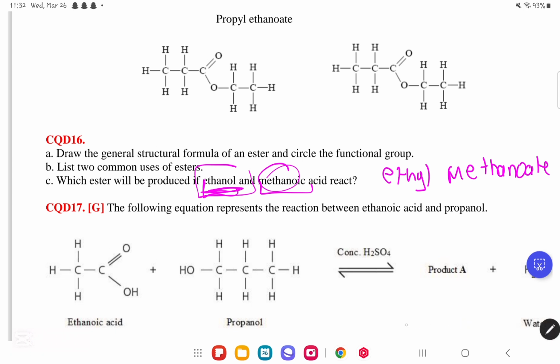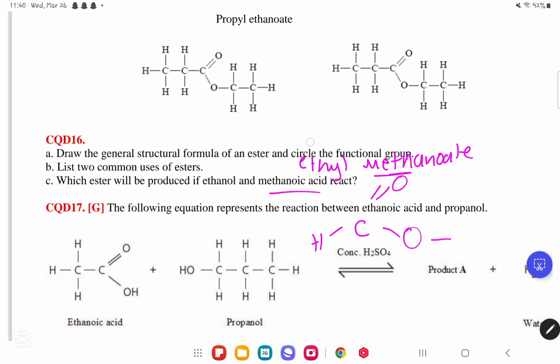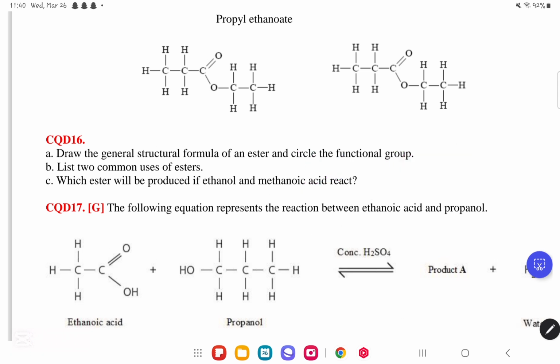Or, if we wanted to represent it, it would be like this. First of all, it is ethyl methanoate. We're going to take the number of carbons of the carboxylic acid, and it's going to be the number in the ester bond. So it's going to be HC double bond O, single bond O, and then because it is ethyl, we're going to have 2 carbons, 1, 2. This is going to be CH2, and this is going to be CH3. Very simply, this is it. So now we move on to CQD number 17.